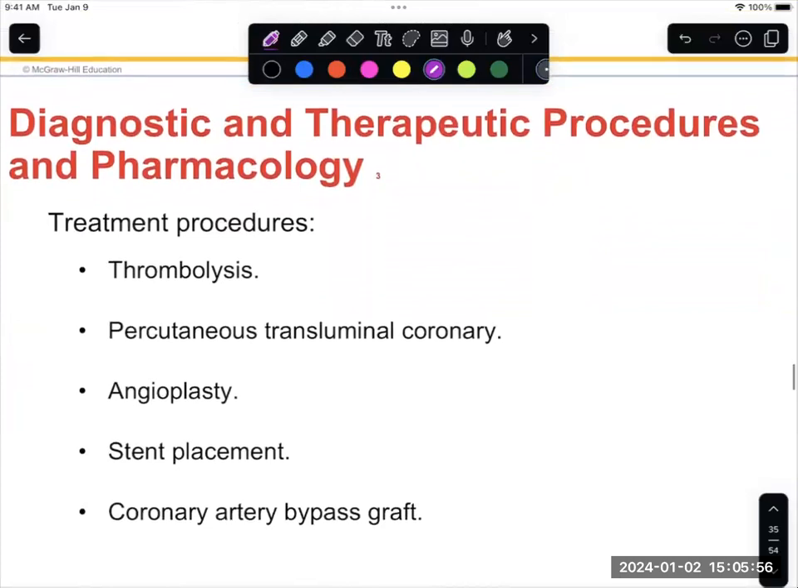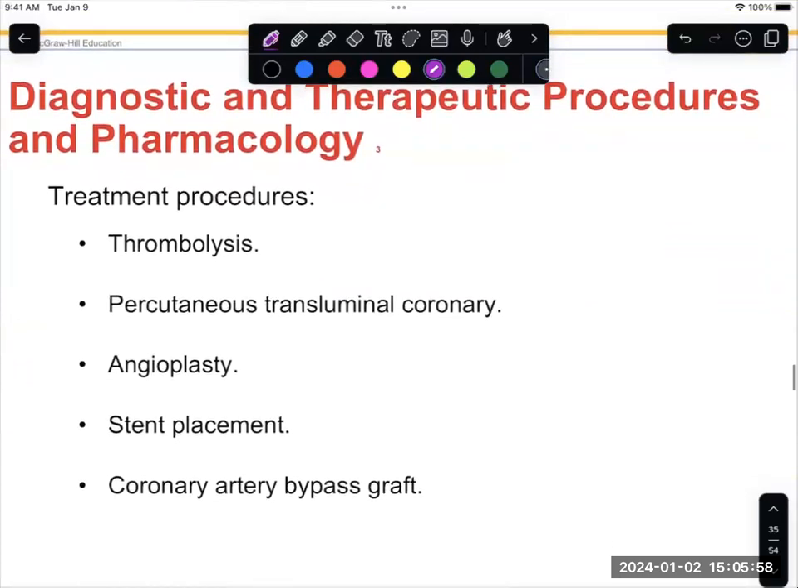So, some different ways to treat. Thrombolysis. A thrombus is a blood clot, so thrombolysis is using a medication to help dissolve blood clots. They use this within blocked vessels so that the blocked blood vessel can reopen and flow.